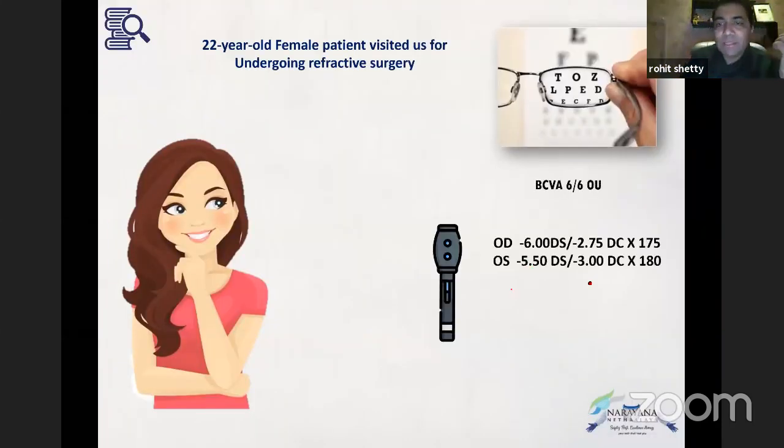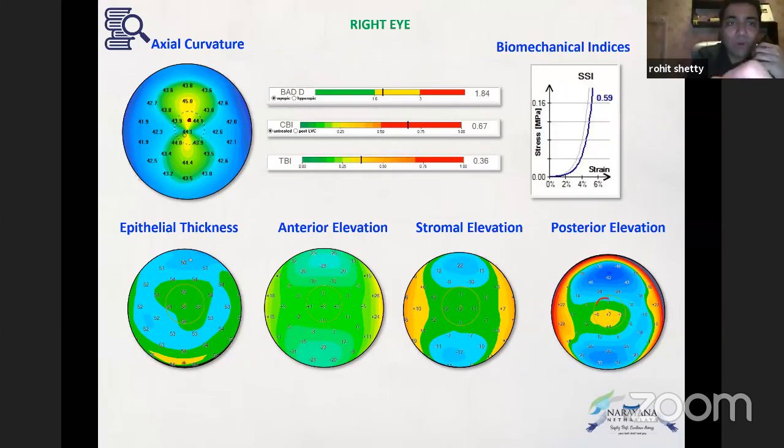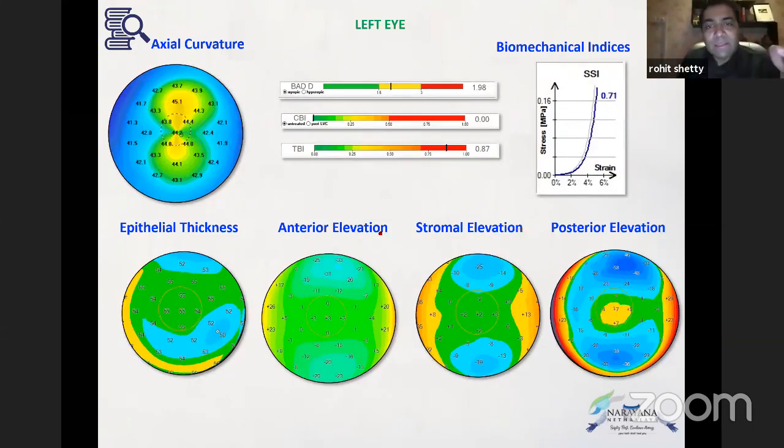For example, let's look at this patient. This is his topography. This is a refractive error, perfectly normal. You have a small elevation. The CBI is a little on the suspicious side, some amount of changes, but the stroma is completely normal. The anterior elevation is normal. The stroma is normal. And this is the left eye of this patient.